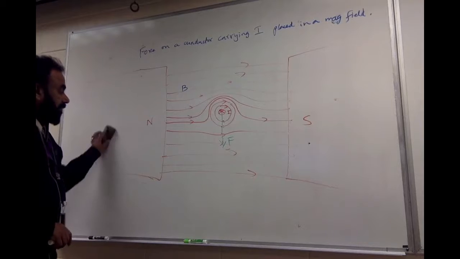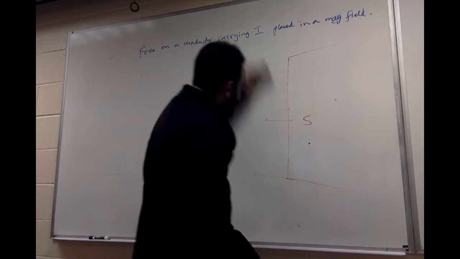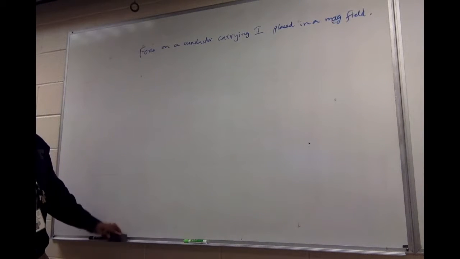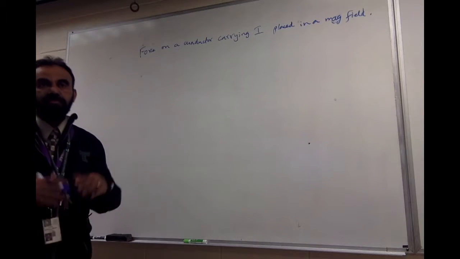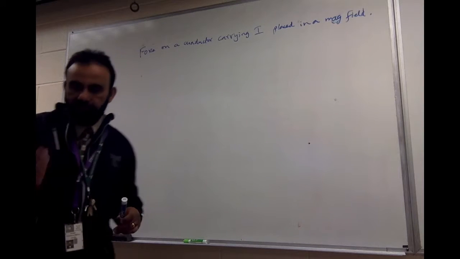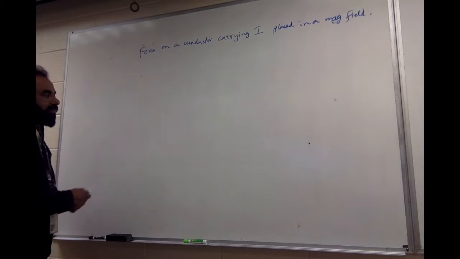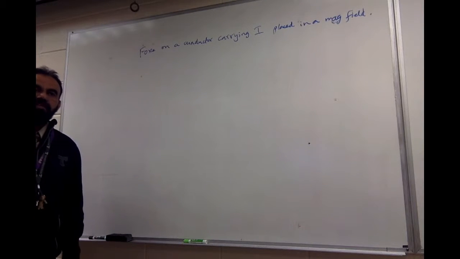Now, Fleming's left-hand rule only tells you, yes, there is a force, but that force depends on what factors. Now, to investigate that, we have to set up an experimental platform. So for that, first thing, you need a magnetic field. How do you create a magnetic field?